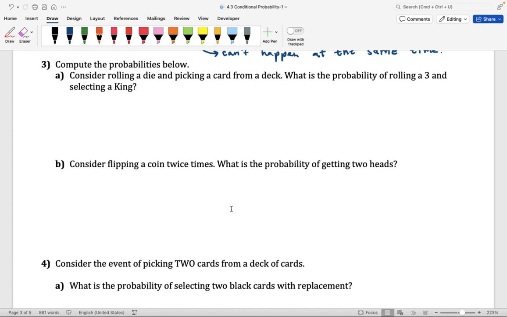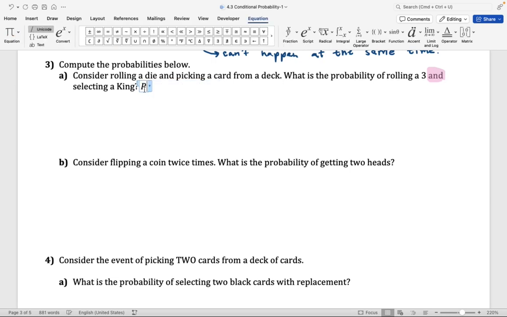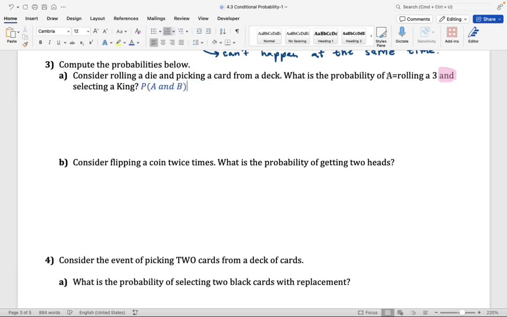Let's go ahead and compute probabilities where we're being asked to compute the probability of A and B. First, we're going to consider rolling a die and picking a card from a deck. So we have two different experiments here, rolling a die and picking a card from a deck. Here we're being asked, what is the probability of rolling a 3 and selecting a king? So here, I'm already thinking about how we need to compute the probability of A and B, where A is the event of rolling a 3 and B is the event of selecting a king.